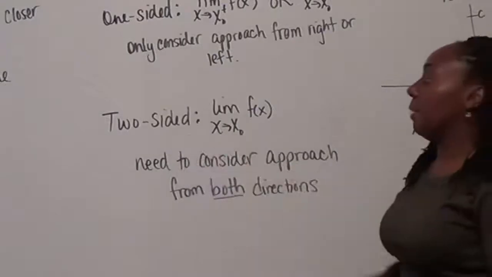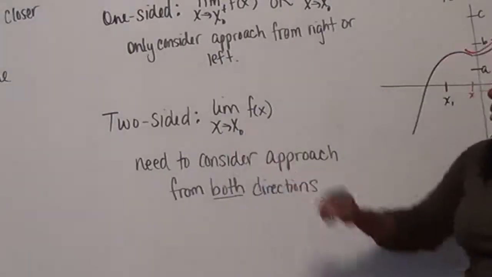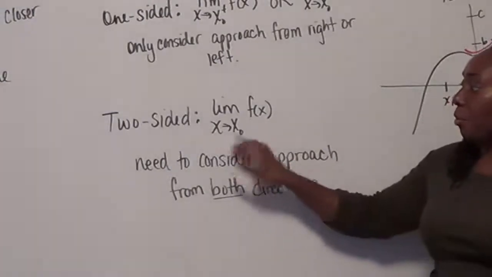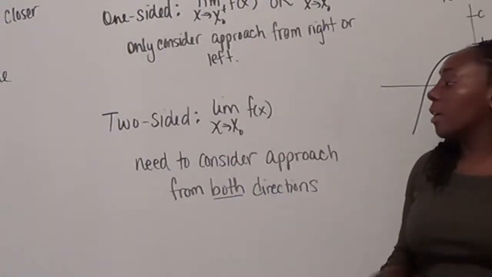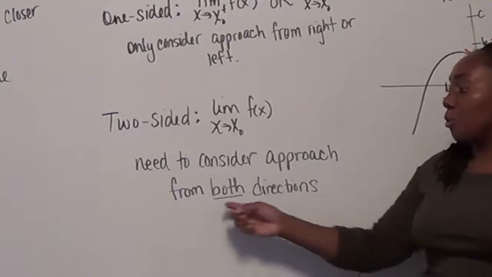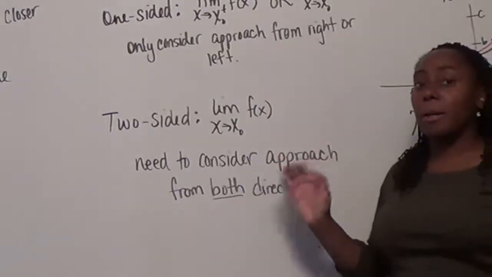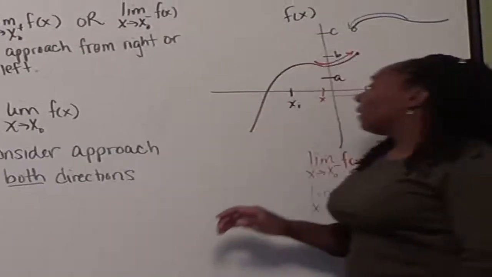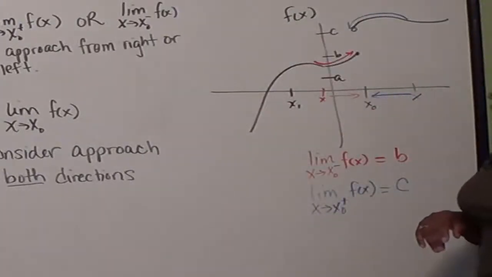A two-sided limit, notice that the notation looks a lot like what we said over there for our definition. I am no longer putting a plus or minus sign here. So here I need to consider the approach from both directions, not just the right or just the left, but from both sides. So again, if I look at this picture, there's kind of two things to consider.